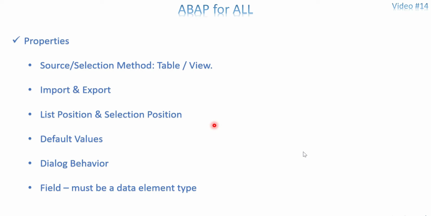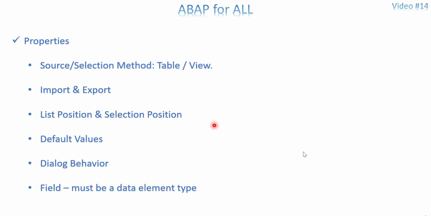How you want a search help: if you press F4, you want all the values to be displayed automatically, or you want the selection screen to come first, and you can enter the value, then based on that the value comes. So it depends on your business need, you can go with the dialog behavior. Sometimes the data volume is huge, so you don't want to display everything at a time. So it depends on some values, you can go ahead with that.